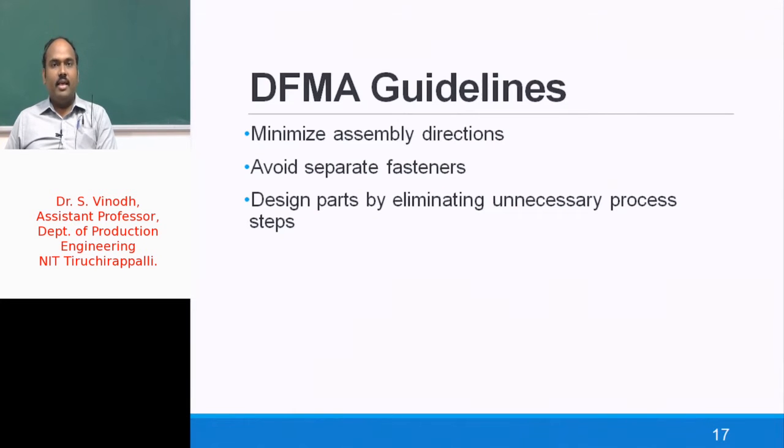The next guideline is about minimizing the assembly directions. As discussed earlier, the preferred direction is from the top direction. That is the preferred direction, and as far as possible we should focus on a single assembly direction for assembling the parts. The next guideline is about avoiding the separate fasteners as well as minimizing the number of fasteners in usage. It will facilitate the maintainability as well as the assembly of the parts.